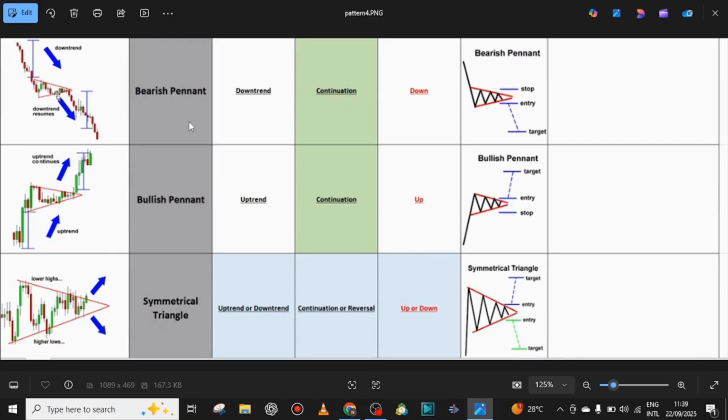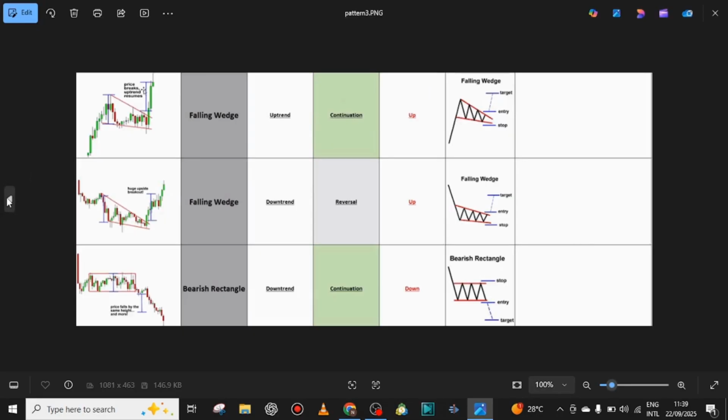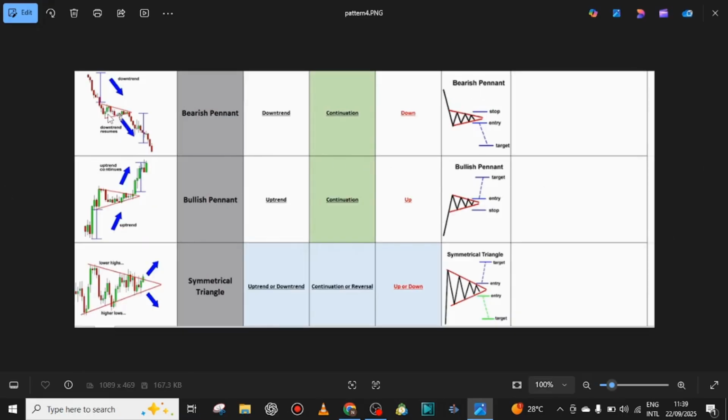We have the bearish pennant. You can see the market is trending downward. Now, the difference between the bearish pennant and the rising and falling wedge is that in the bearish pennant, the number of lower lows and lower highs formed are not as many as in the rising and falling wedge. You can see that the bearish pennant is even smaller than the falling wedge.